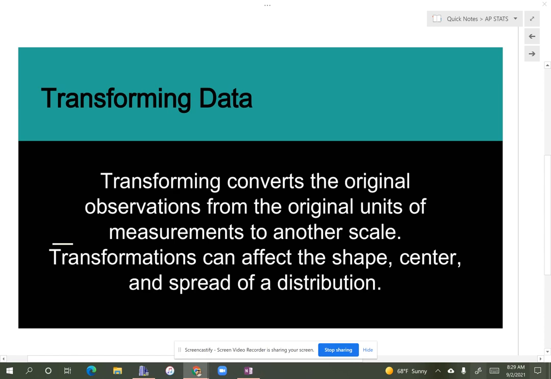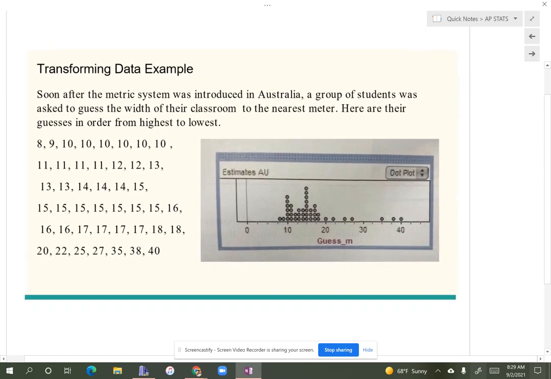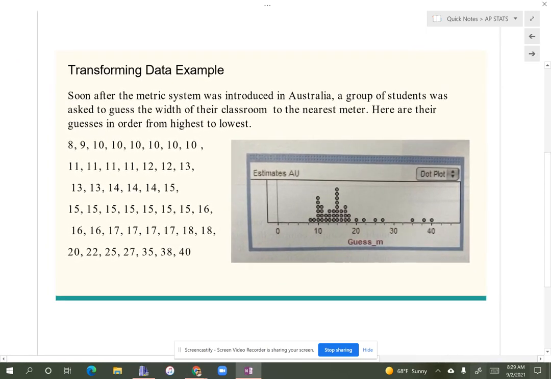So we're going to look at this example. In this example, it says, soon after the metric system was introduced in Australia, a group of students was asked to guess the width of their classroom to the nearest meter. Here are their guesses in order from highest to lowest. There's a lot of guesses, but if you look at my dot plot, it shows you the distribution of the guesses. And I think we would be very similar. I don't think we would maybe know exactly. We're not very good at the metric system.